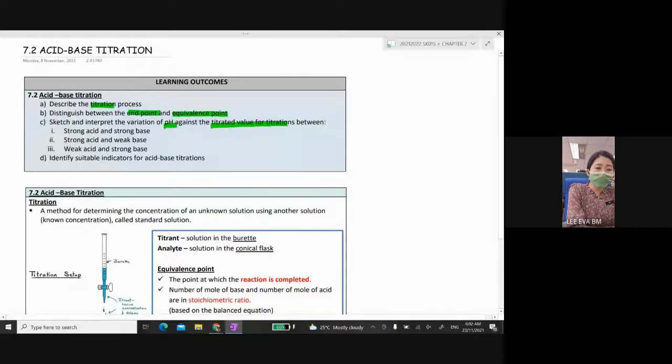So there are three sets of titration that you're going to learn. The first one is between strong acid and strong base. And then the second one will be strong acid, weak base, and then weak acid, strong base. Bear in mind that we only have three combinations, and we don't have the combination between weak acid and weak base. And then the last one is to identify a suitable indicator for the titration process. So for the three sets, you need to identify the suitable indicator.